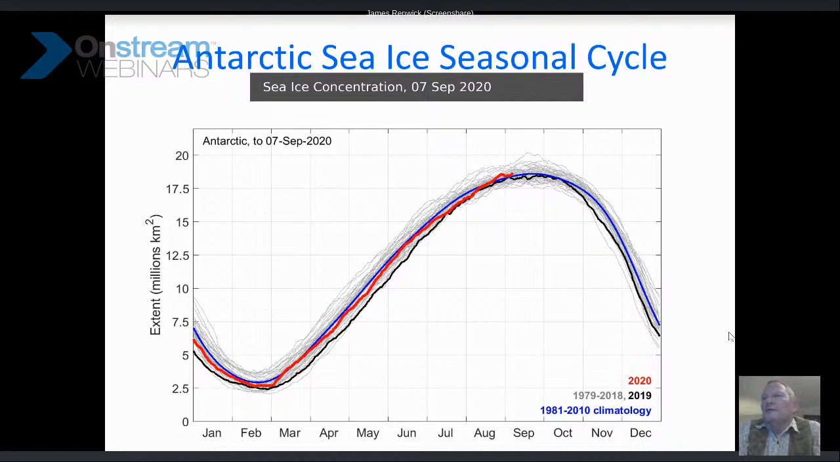And well, we'll see what happens over the next few months, but it's been close to average for a good part of this year. And there's no reason to suppose that it won't carry on that way through the rest of the year and into the summer minimum period.